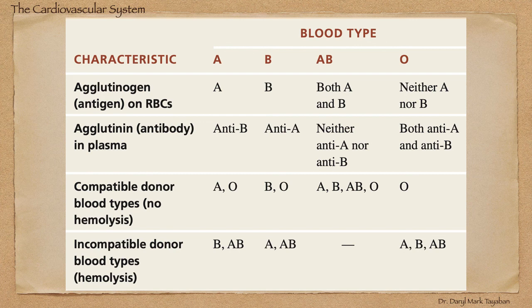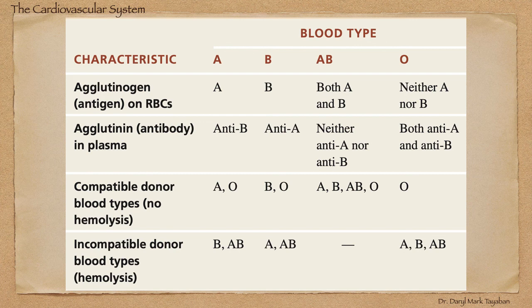I hope that's clear. So in this table, it signifies that O is the universal donor. As you can see, you can give blood type O to all the blood types, while AB is the universal recipient. It can accept all the blood types. But usually we don't do that in the hospital. We usually search for the exact blood type for the patient because we don't want to take the risk.